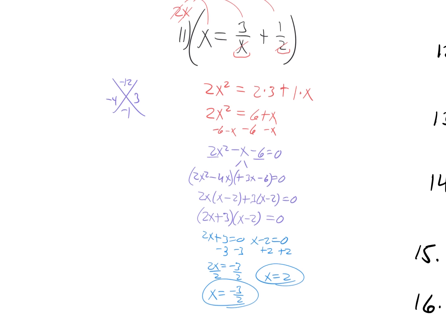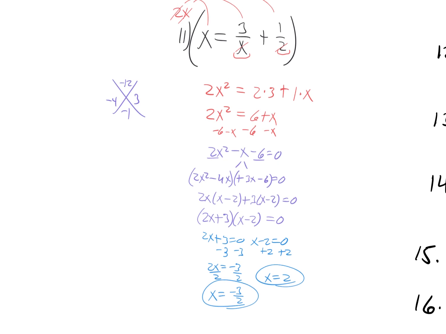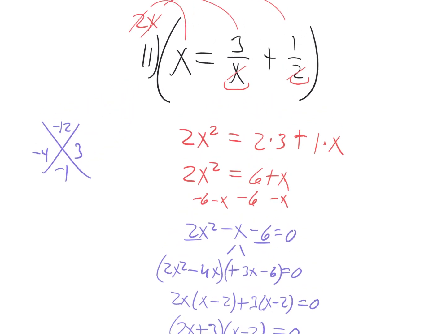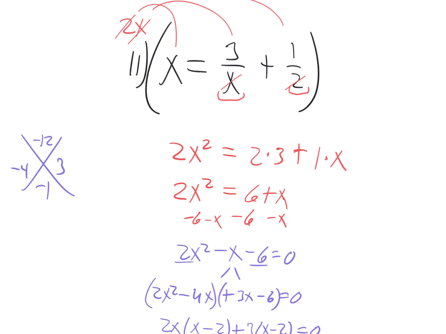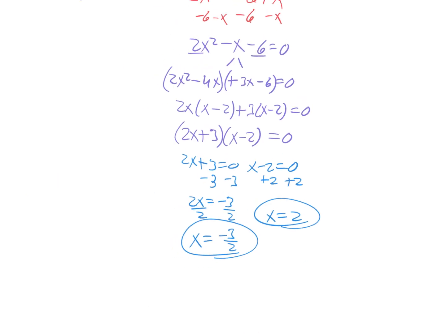You do want to check these and make sure that your denominator isn't what? 0. Right? With rational equations, you don't want a denominator of 0. When you plug in 2 and negative 3 halves into the denominator here, are you going to get 0? No. Right? So these solutions work. This check is a lot less rigorous than the radicals. But it's still necessary to check just to make sure that you don't have any extraneous solutions.